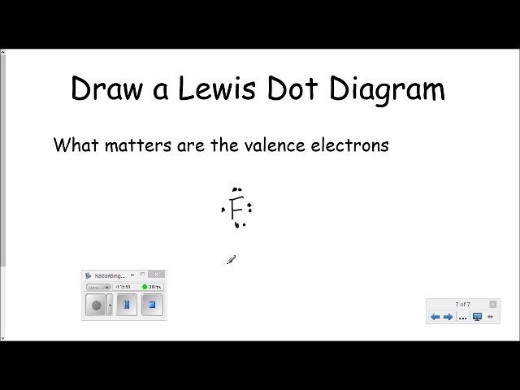If you recall, for hydrogen, its outermost shell had 1 electron. So for hydrogen, all it would be is this: the hydrogen element symbol, with 1 valence electron.